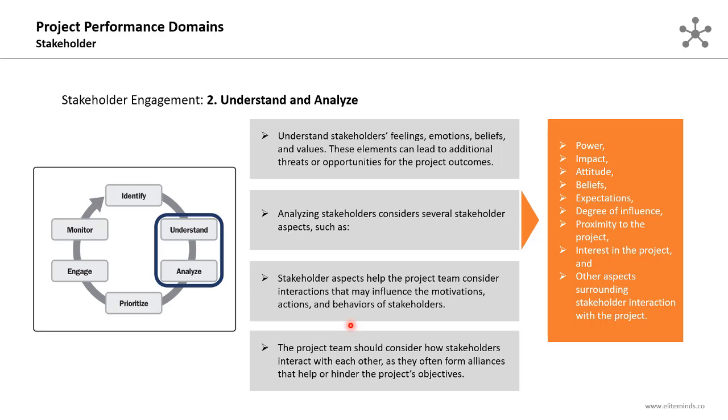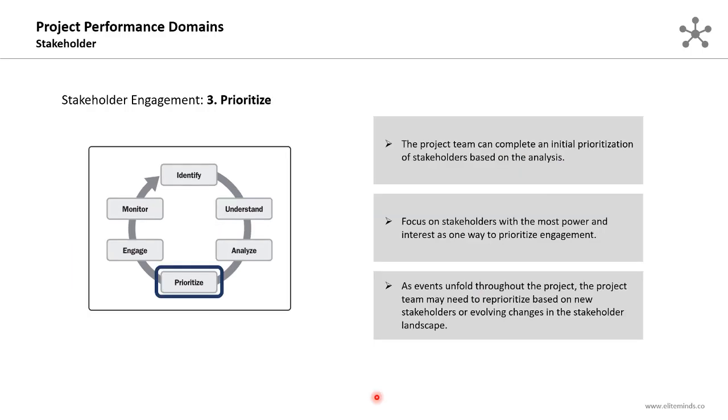The project team should consider how stakeholders interact with each other, as they often form alliances that help or hinder the project objectives. So we need to understand the characteristics of the project key stakeholders and if there is any key interaction between the different stakeholders.